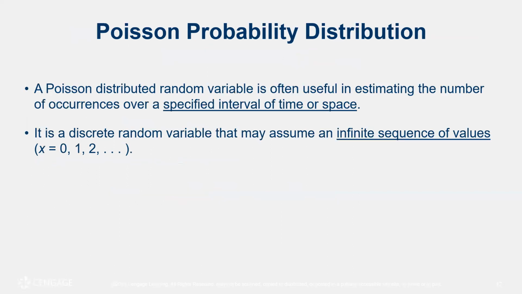Okay. The third type of probability distribution that we might deal with, and these are discrete, meaning the inputs, the variables at the beginning, aren't in decimals, is called a Poisson probability distribution.